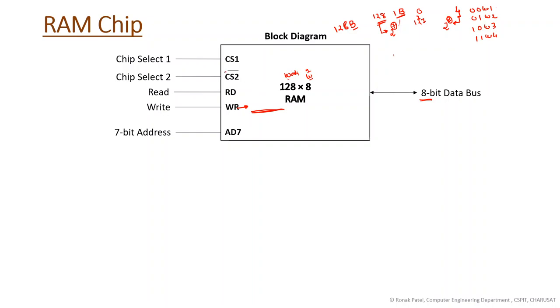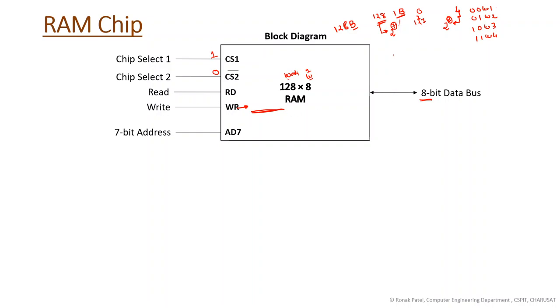And there are two chip selects, CS1 and CS2 bar. When CS1 is 1, and this input is 0, meaning if you pass 0 it will complement it and make it 1, at that time this chip will be enabled. Otherwise, it will be in inhibit state, meaning it will not do anything. At that time your data bus will be in inhibit state, meaning it works like an open circuit. There is no use of any signal at this point.